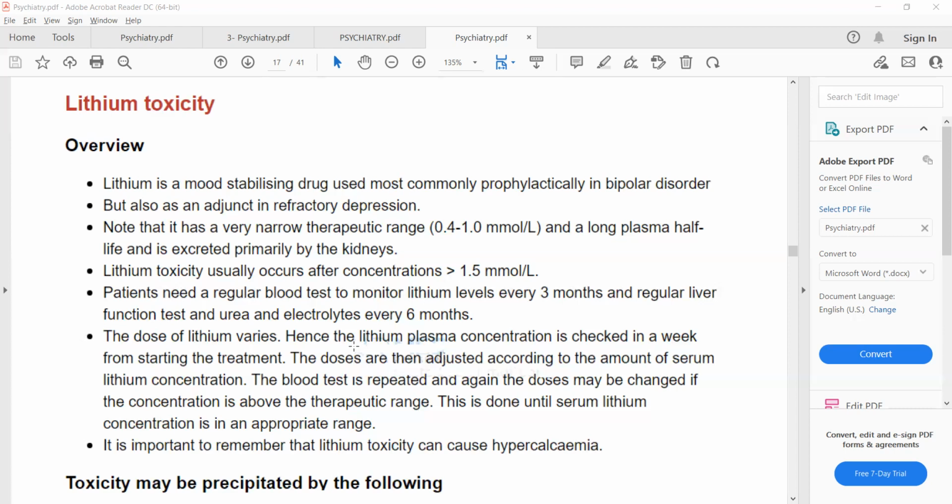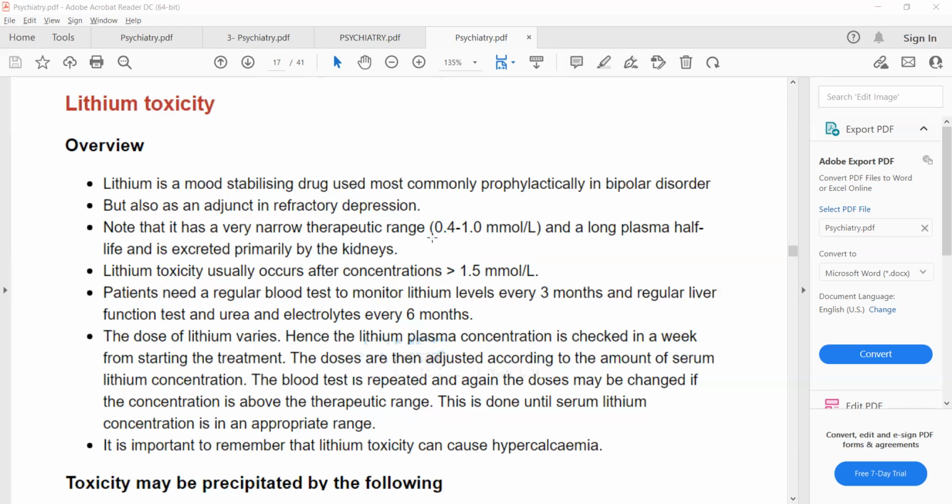Because the dose of lithium varies, the lithium plasma concentration is checked a week after starting the treatment. So initially, when we start the treatment, we need to check the lithium level after 1 week. And then we'll adjust the dose according to the serum lithium concentration. And then the blood test will be repeated in the next week, and this process is carried out until serum lithium concentration is in the appropriate range.